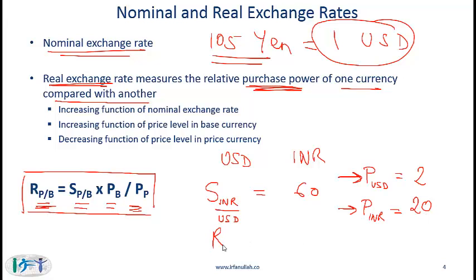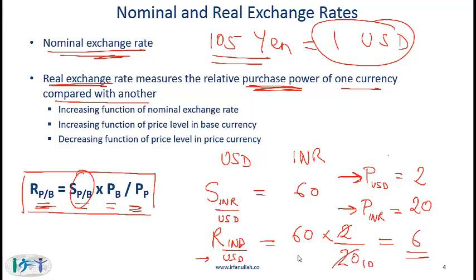The real exchange rate then for Indian rupee over US dollar, here again note that the US dollar is the base currency. This is equal to the spot rate, which is 60. The spot rate is the same as the nominal exchange rate, multiplied by the price level in the base currency, which is 2, divided by the price level in the price currency, which is 20. So the real exchange rate is 6.